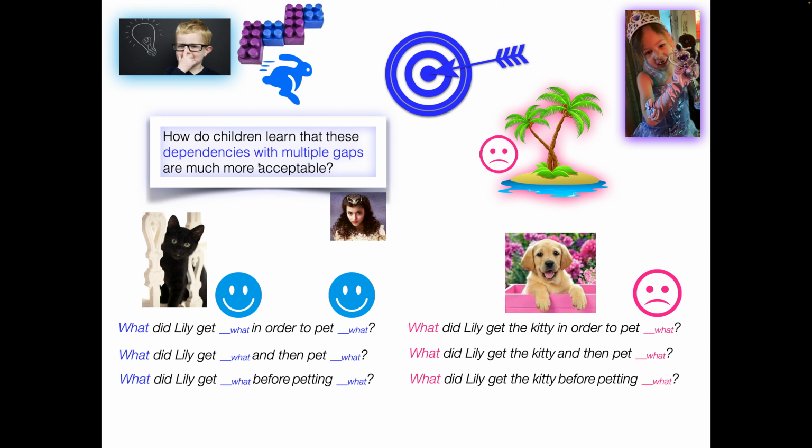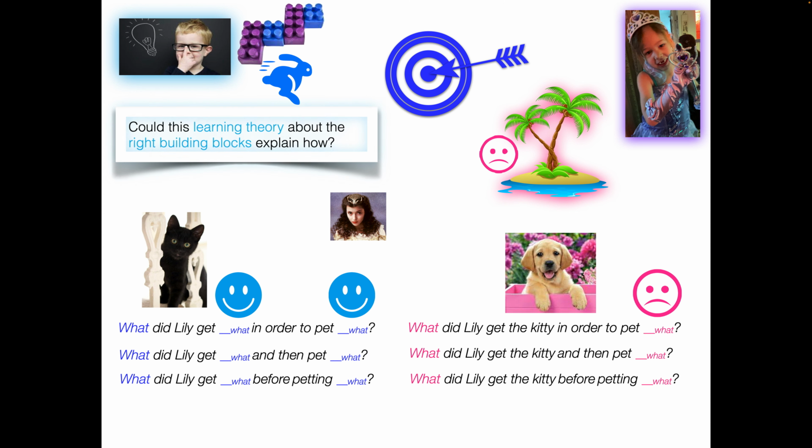So how do children learn that these dependencies over here that have multiple gaps are somehow much more acceptable than these, which seem so similar, except they only seem to have a single gap in the same spot? What's going on? How do they learn this? How do kids develop this knowledge? Good question. And for example, can this learning theory that did so well before, this learning theory about the right building blocks, explain how children develop this knowledge where they prefer these and disprefer these?